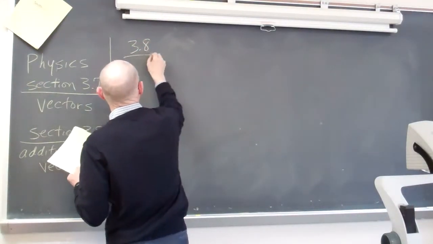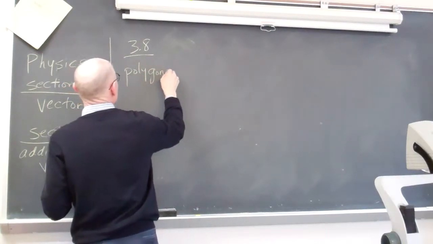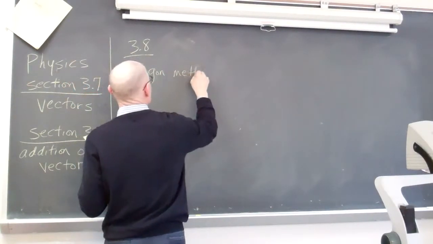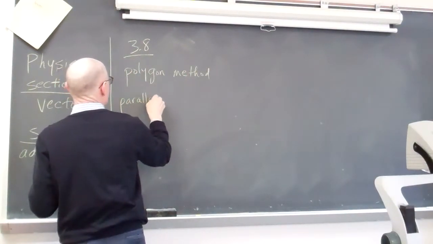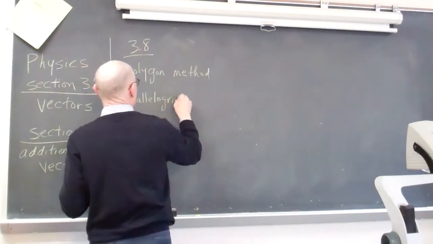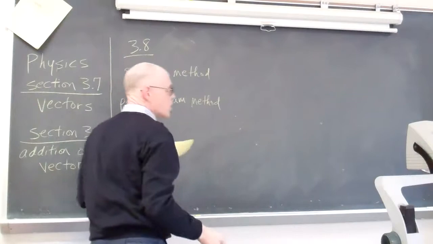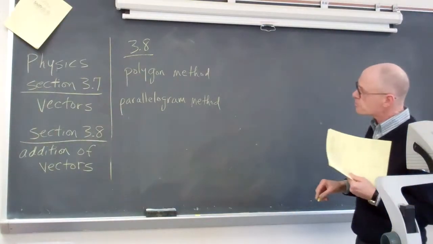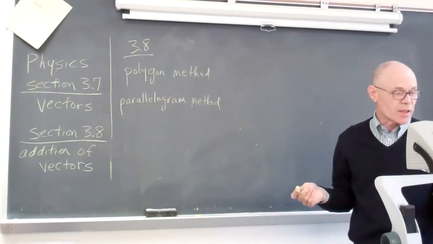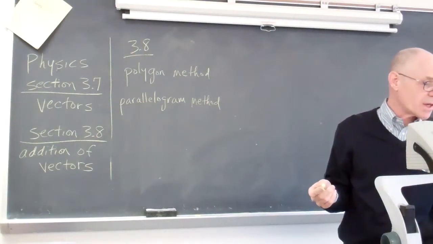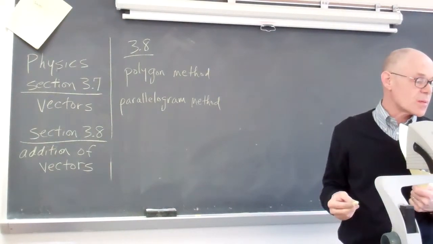So section 3.8, we have the polygon method and the parallelogram method. So here's just a brief discussion about what they mean. Let's say, for instance, the previous example I talked about of driving from Atlanta to St. Louis and Washington, that is the polygon method.